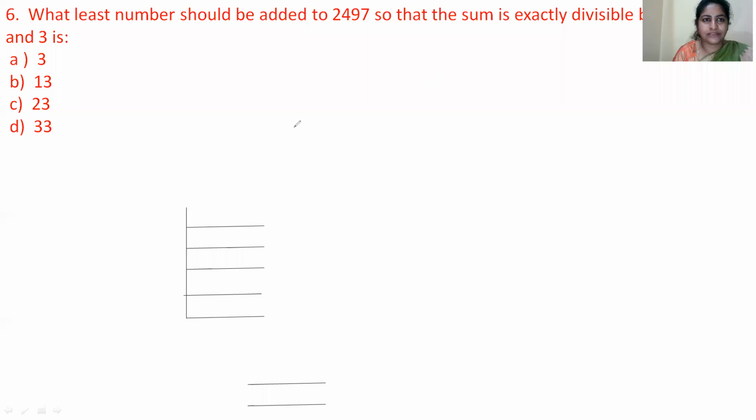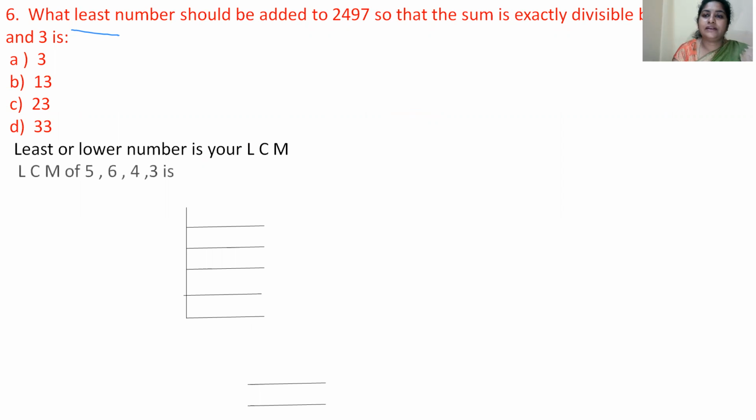I will tell you one thing here. Whenever you come across the word least or the word lower, we have to find out LCM, that is least common multiple. We have to find the least common multiple for the numbers 5, 6, 4 and 3. It is given in the question. So we have to find out LCM for these numbers.